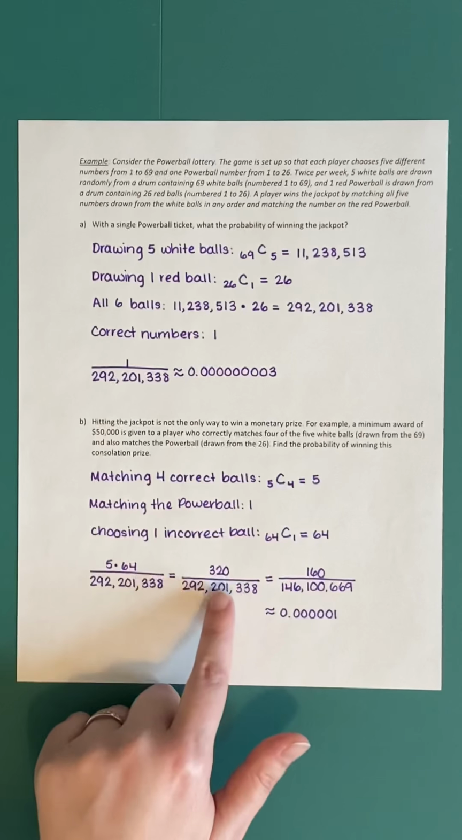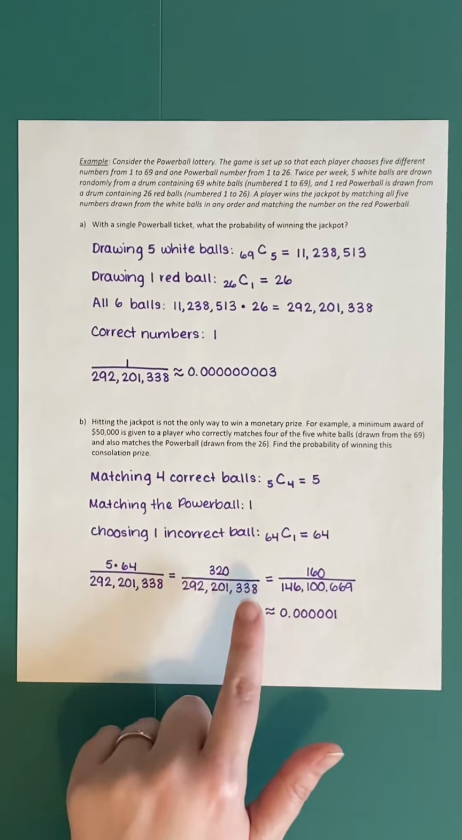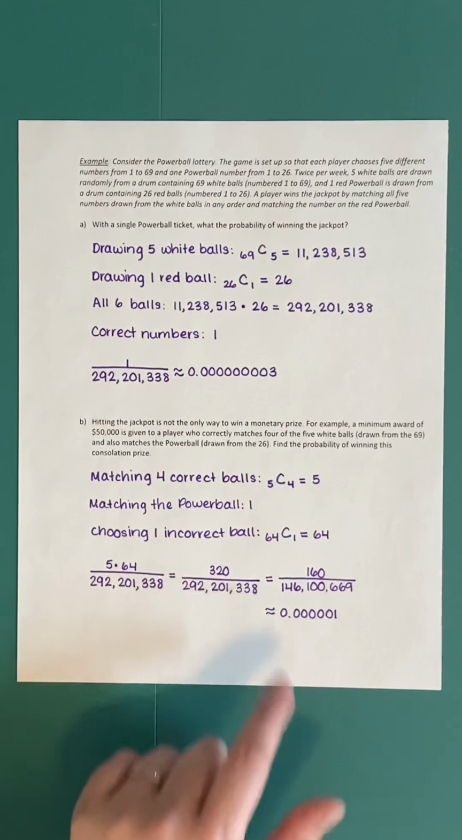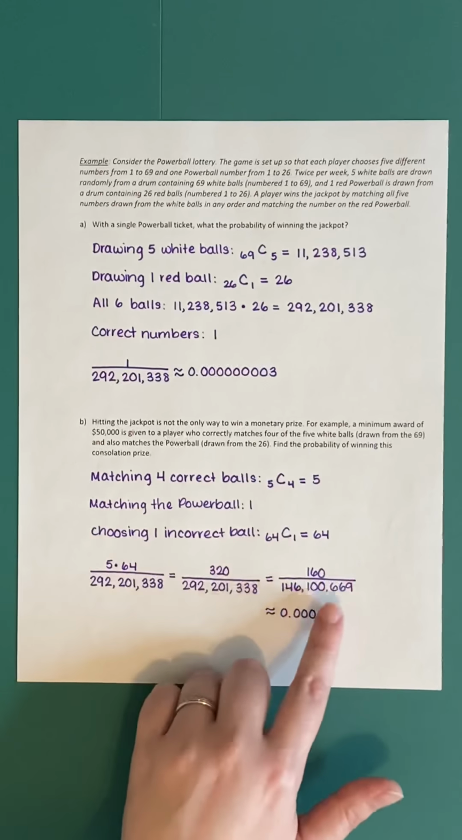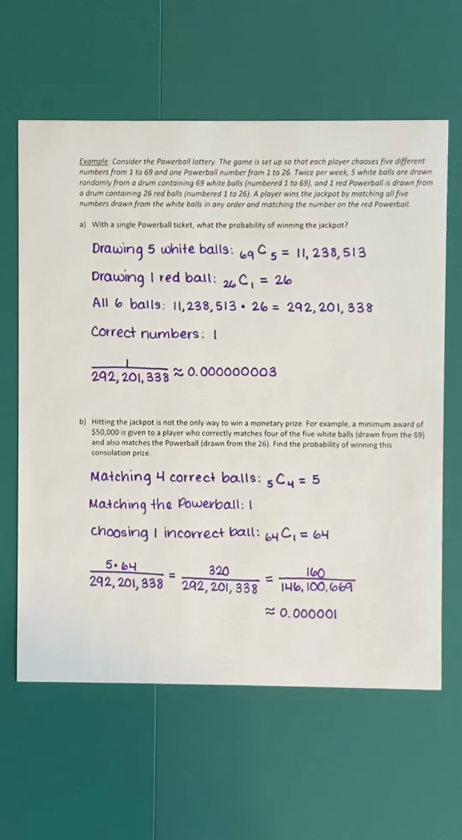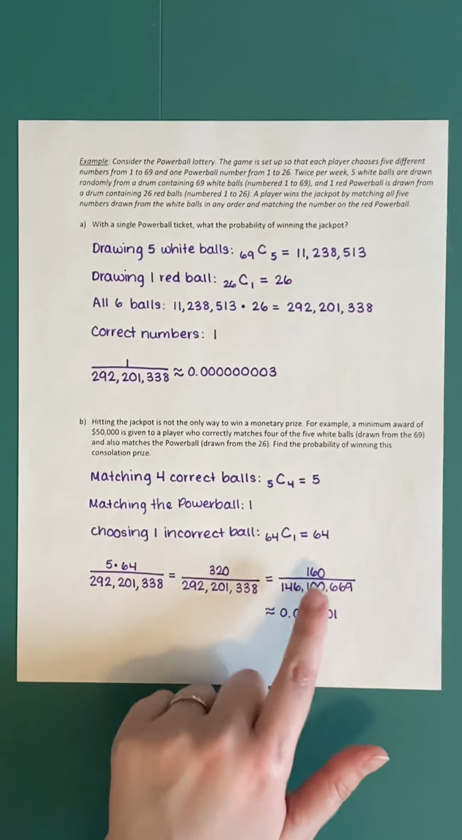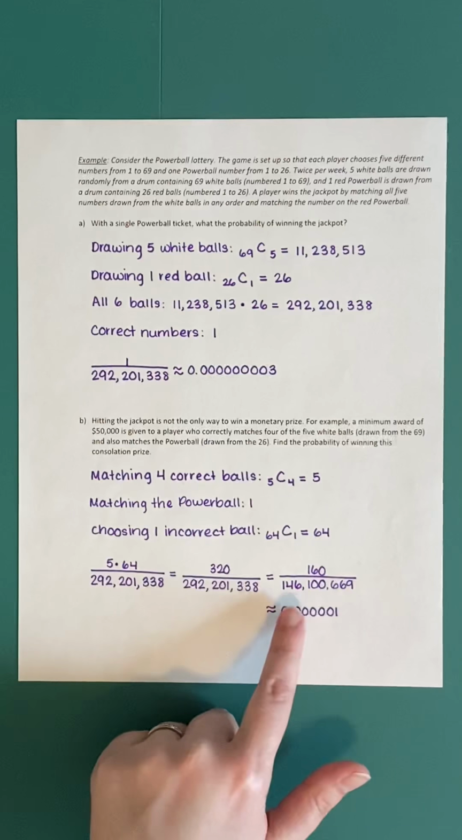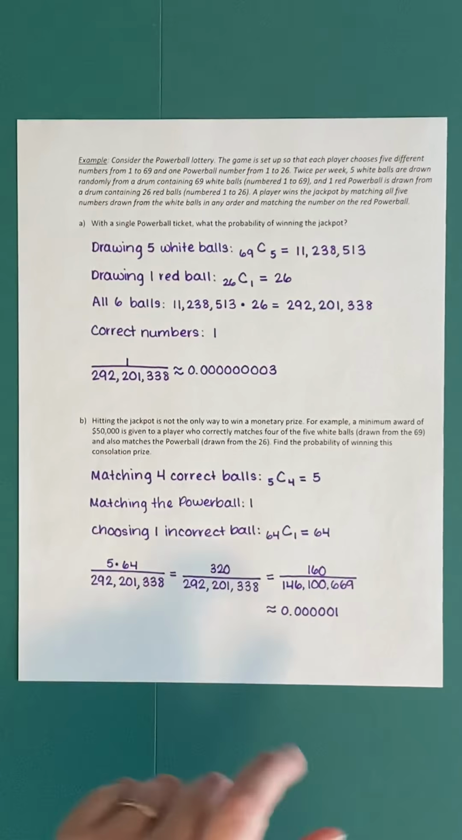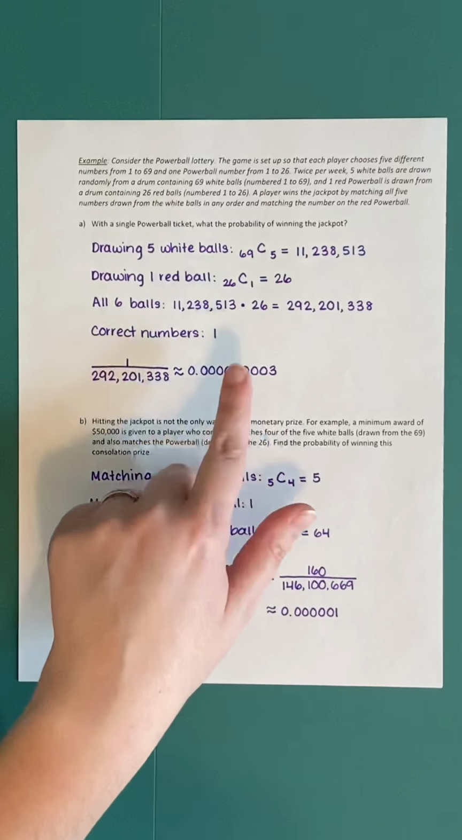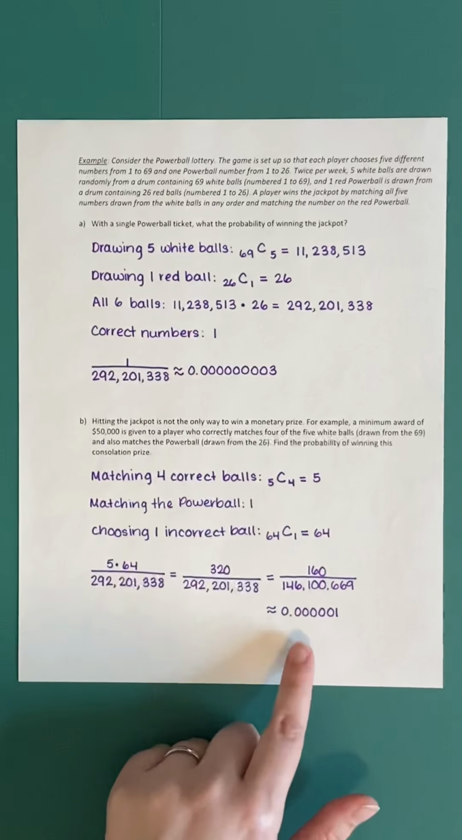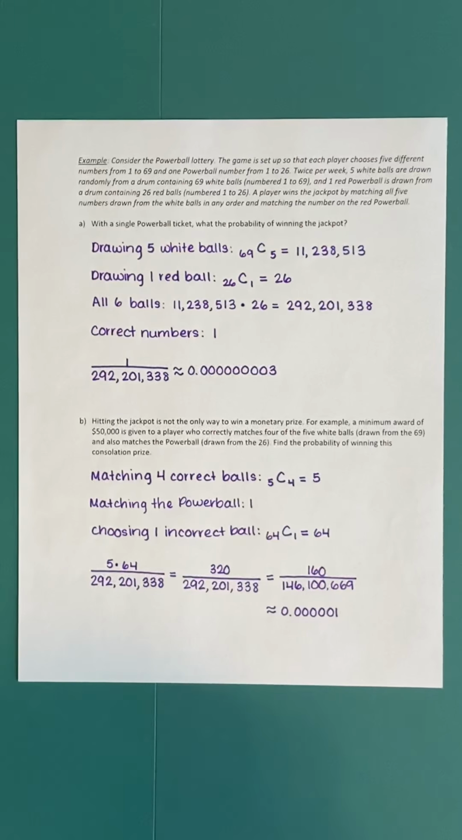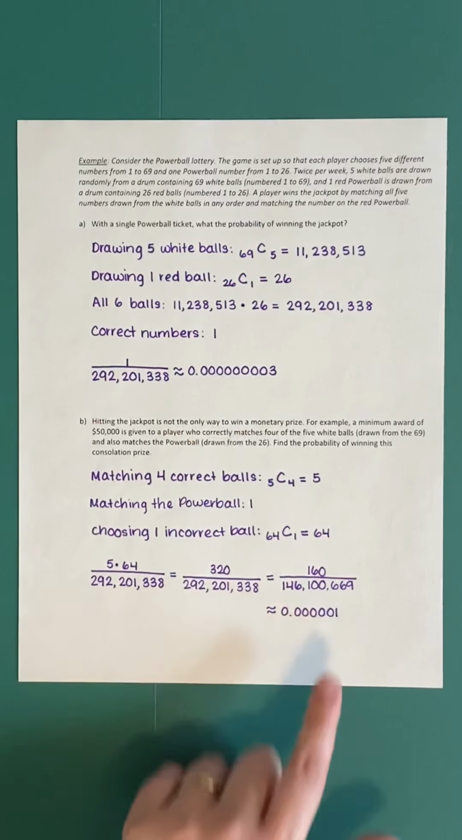We take 320 divided by the total number of ways to draw the balls, the total number of ways to fill out a lottery ticket, which reduces down to 160 over 146,100,669. Now this is still a very small number, but this is actually quite a bit bigger than the number before. Notice we have fewer zeros after the decimal, which means this particular event is substantially more likely than this one. This one has 8 zeros. This one has 1, 2, 3, 4, 5 zeros. Much more likely, but is it still really likely overall? No, of course not. This is still a very unlikely event.